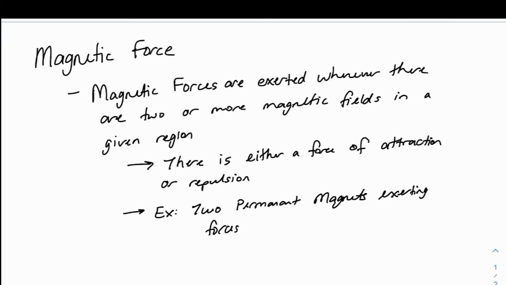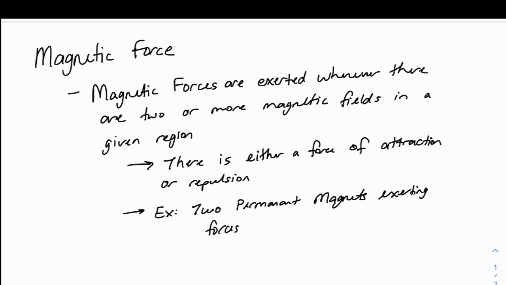The refrigerator in and of itself is not a magnet, but if you bring a magnet nearby, then you can cause those magnetic domains within that material to go in a particular direction, and then there'd be a force of attraction. So two permanent magnets exerting forces.